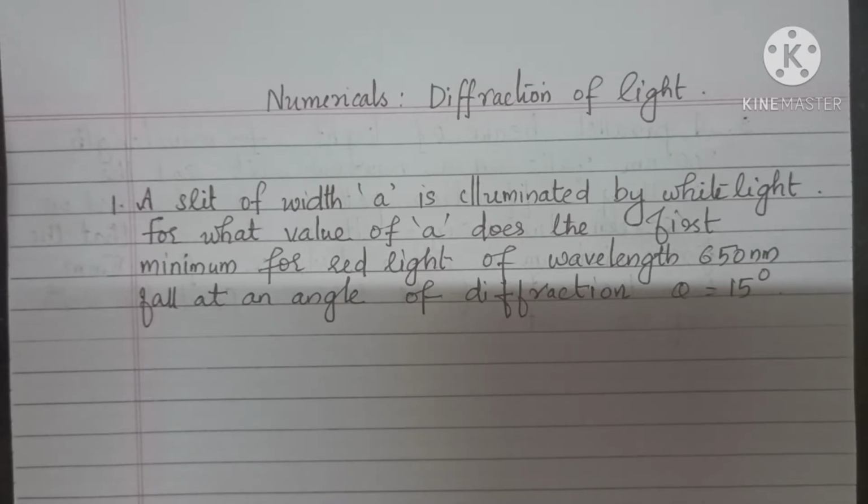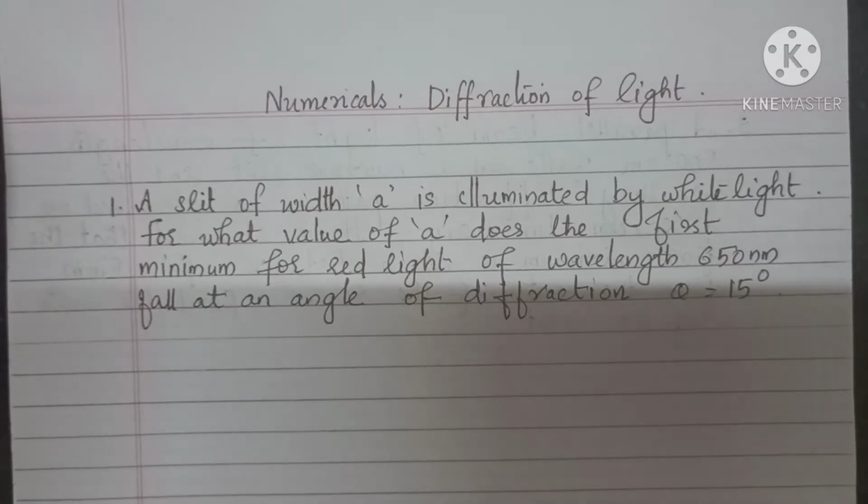Okay, so here we are discussing the diffraction at a single slit, and we have the slit with a width A. It is illuminated by white light. So for what value of the slit A does the first minimum for red light of wavelength 650 nanometer fall at an angle of diffraction theta equals 15 degree? So this is the question. So here we have to discuss the condition for first minimum, isn't it?